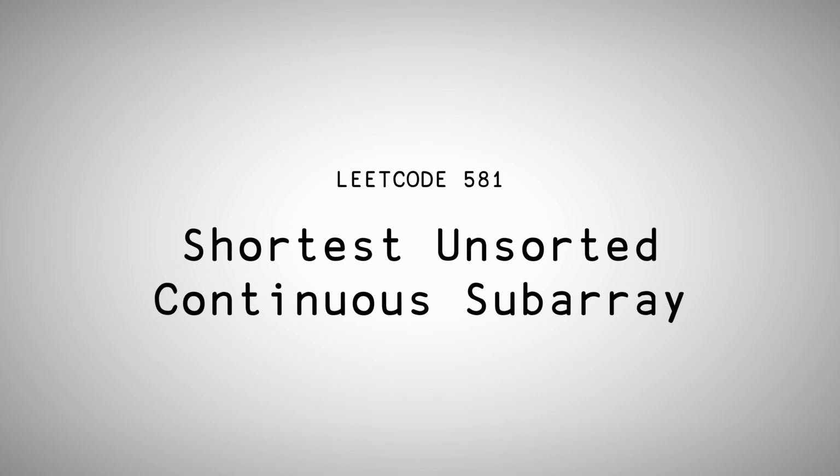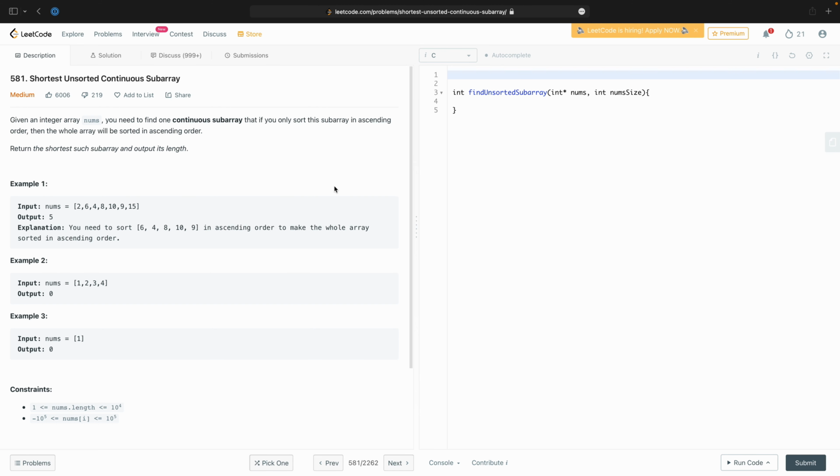Today we are solving the shortest unsorted continuous subarray problem. Let's dive right in and have a read of the description. Given an integer array nums, you need to find one continuous subarray that if you only sort this subarray in ascending order, then the whole array will be sorted in ascending order. Return the shortest such subarray and output its length.